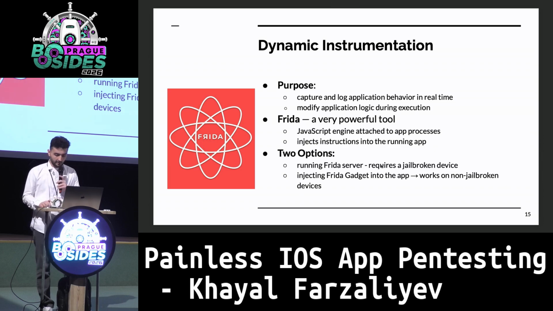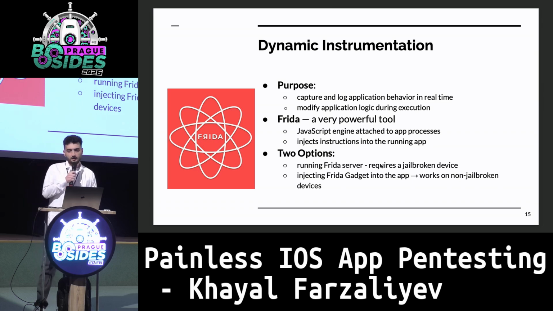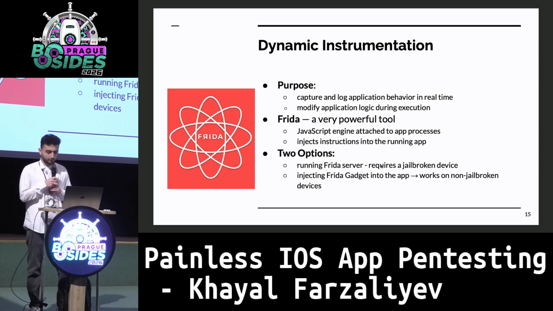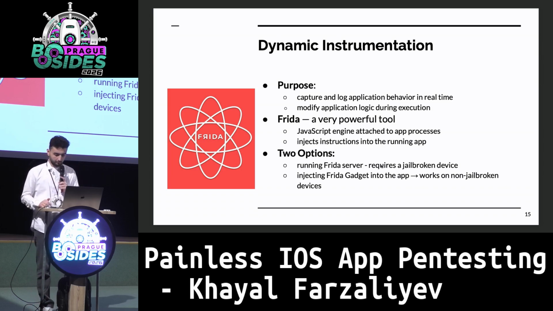So we came to the heart of the presentation, dynamic instrumentation. This is the core technique that makes non-jailbroken iOS pen testing possible. It's called dynamic instrumentation, and the tool we use for it is called Frida. What do we want from dynamic instrumentation? Two things, basically. First, we want to capture and log application behavior in real time. When the app calls a function, say a function that reads a keychain item, we want to see that call happen, see the arguments, and see the return value. We want visibility into the black box.